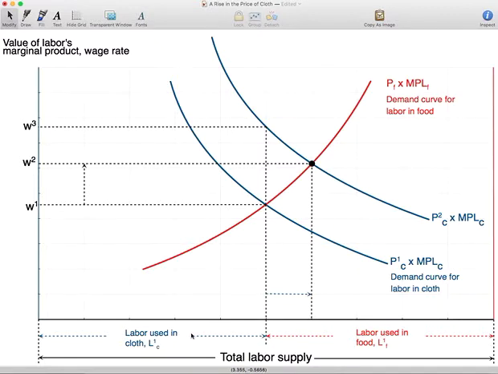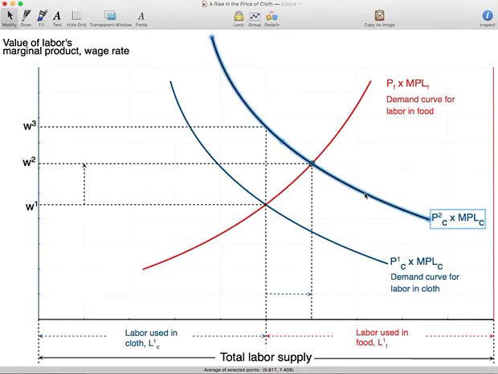cloth production. So as the supply of labor is shifting away from food and into cloth production, that has a mitigating effect on the wage rate, because in essence we're shifting labor away from food production into cloth production, and this will cause the increase in the wage rate to be less than the 7% increase in the price of cloth production. So a couple of things to remember here is that the increase in the price causes the demand for labor in cloth to increase.